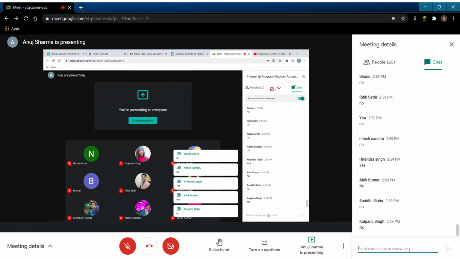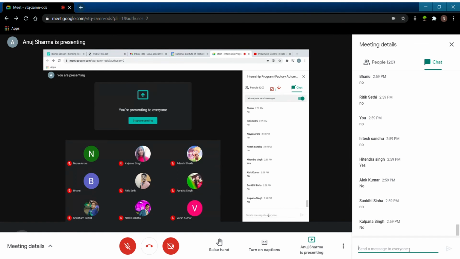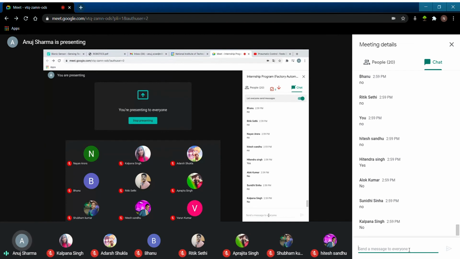Hitendra, we can't use a photoelectric sensor here because the piston is inside the cylinder. So the piston position cannot be detected by a photoelectric sensor. Therefore, we use magnetic reed switches for that. Or we can use a Hall effect sensor also.